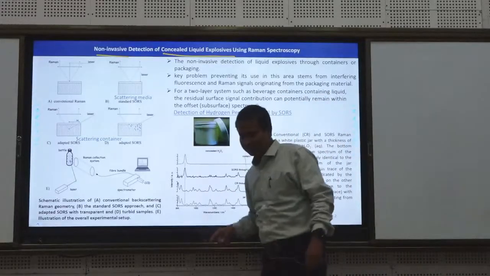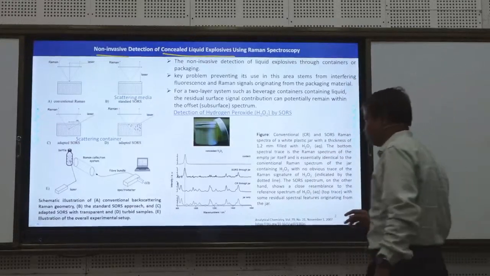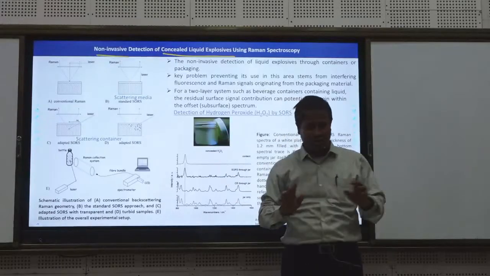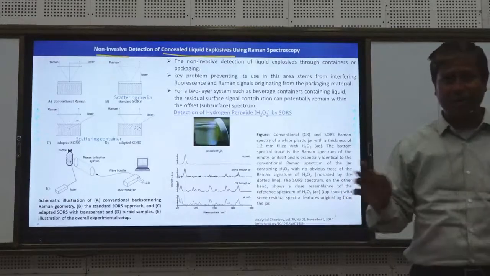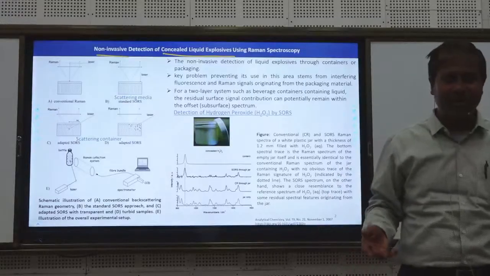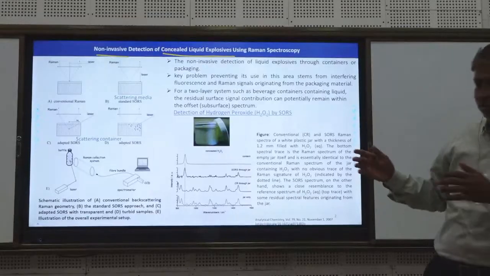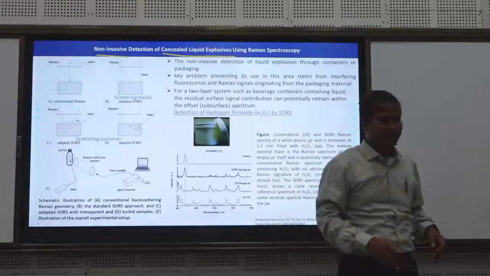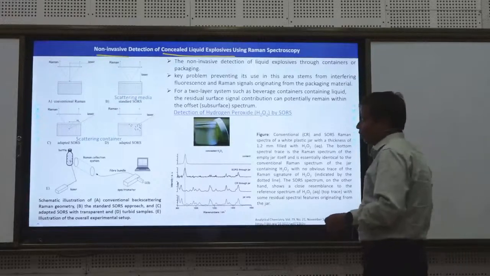So now in this report, what they are studying is H2O2. If there is H2O2 hidden in this container, and you are not going to open it, because you have seen in the airport, they don't open everything. They scan it, and if they find it suspicious, only then do they open it. So without opening, if you want to know whether H2O2 is inside or not, this is the report which suggests yes, you can find out.